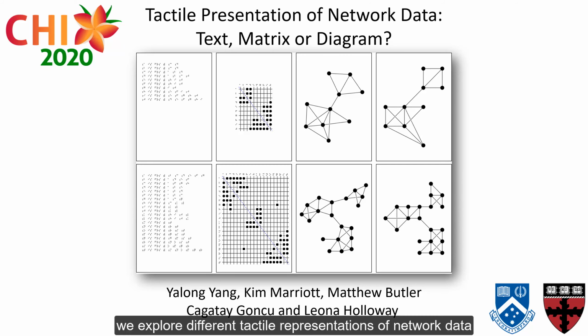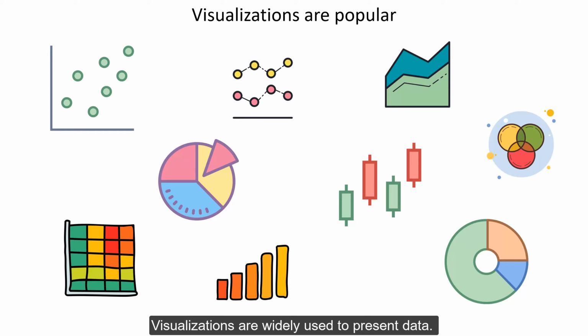In this paper, we explore different tactile representations of network data for blind or low vision, or BLV, people. This work is within the big vision of improving the accessibility of visualizations for BLV people. Visualizations are widely used to present data, taking advantage of the powerful human visual system. Sighted people usually can perceive information from a well-designed visualization easily.